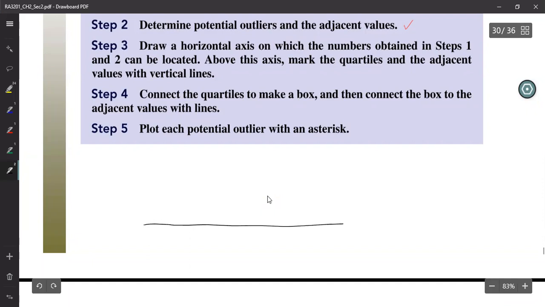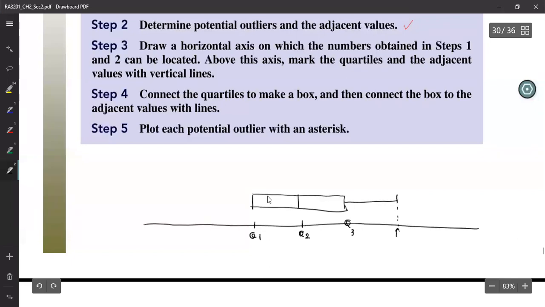So here's your number line. You have the median, Q1 and Q3. You draw the box covering the quartiles. Then you draw the line. This is the minimum, which is not an outlier. And then you'll find the maximum, this is the max, which is not an outlier, and this is the minimum, which is not an outlier.